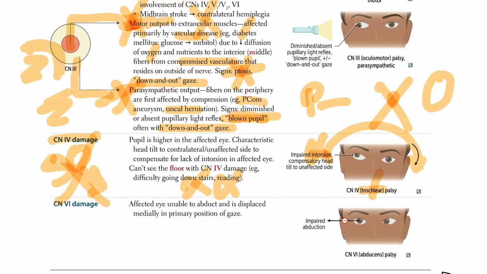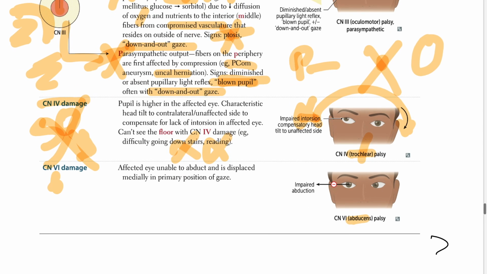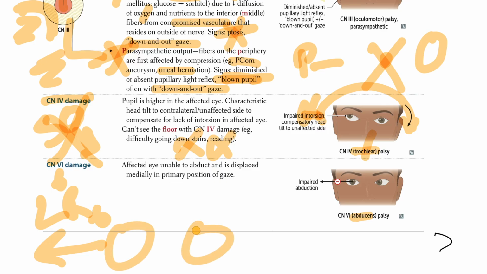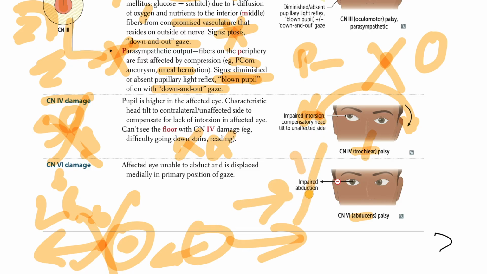Okay. With the CN6 damage, which is the abducens nerve, again remember LR6, the normal function is moving the eyeball laterally, right? So one eye will be moving laterally, and the other eye is just going to look straight because you can't move laterally. So right here, as seen in the picture, you have impaired abduction. Abduction, or moving laterally, is impaired because the lateral rectus is damaged.